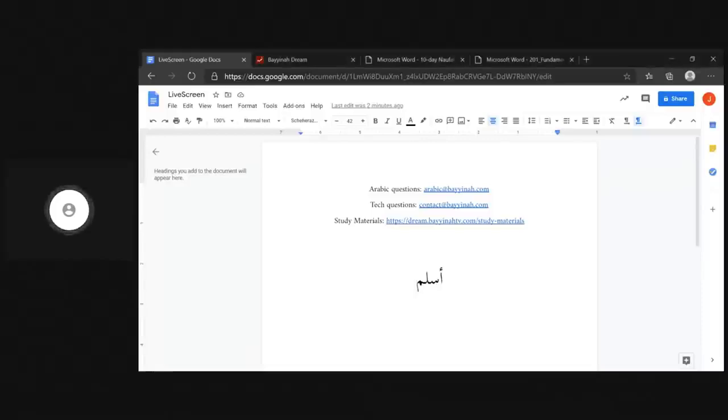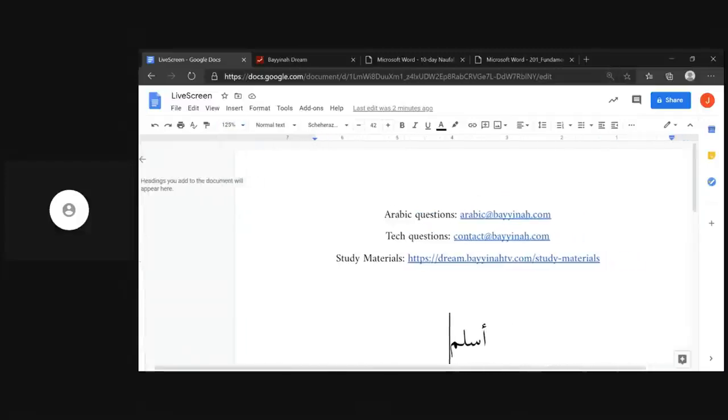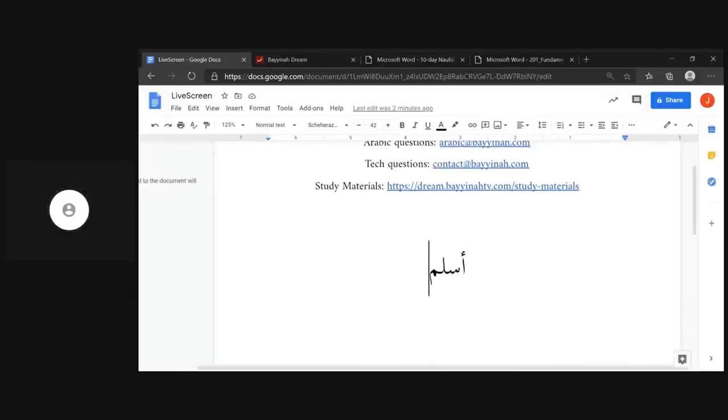Let me zoom in. Okay, past tense. Just as a review for everybody, for past tense, we have aslama, where we'll use aslama. Actually, we'll use nasara because that's what we used the first time. Okay, nasara. I'll write the pronouns too. Huwa nasara, hum nasaru.